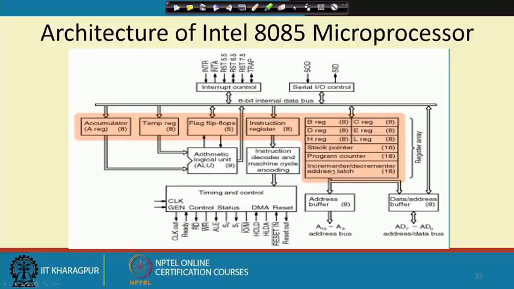Then there is an incrementer decrementer address latch. This is basically for incrementing and decrementing the address part. Some additional circuitry and some latches will be required, and that will constitute another 16-bit register. Other than these, we have the serial IO control, which will control the SID and SOD lines, serial input data and serial output data. There is also interrupt control, which will handle the interrupts.